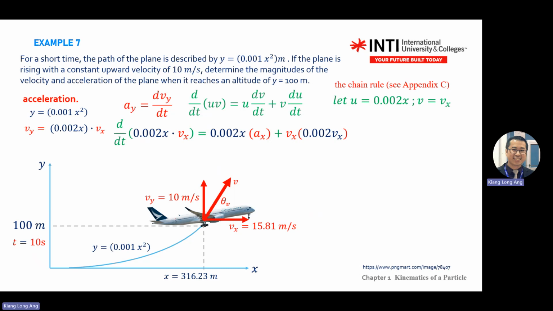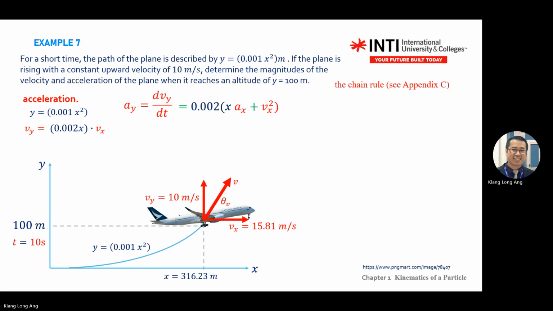Okay, dv/dt is acceleration. dv/dt is acceleration in the x direction because this is dealing with x. And then v is vx. du/dt, what is your u? Your u is this one. So you differentiate this one with time, right? And you complete the procedure, you arrive at this equation: ay equals 0.2 x ax plus vx squared.